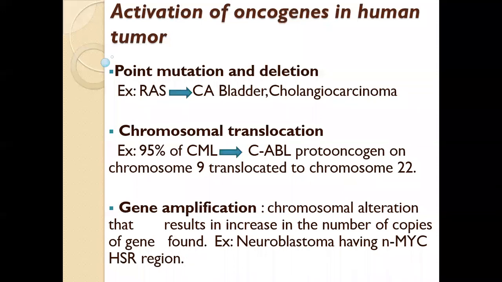The second one is chromosomal translocation. An example is the 95% of chronic myeloid leukemia, where the C-ABL proto-oncogene on chromosome 9 is translocated to chromosome 22. The other example is 75% of Burkitt lymphoma, with translocation of the C-MYC proto-oncogene from chromosome 8 to chromosome 14.